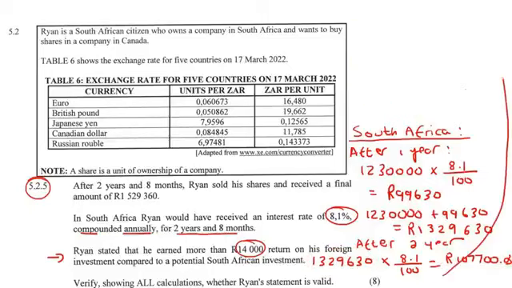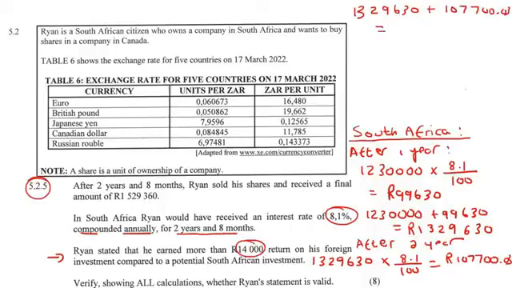Okay, so I'm going to do the calculation up at the top there. And so we're going to say 1,329,630 plus 107,700.03, and that would give us about 1.4 million. So 1,437,330.03. Okay, now there's also this 8 months.